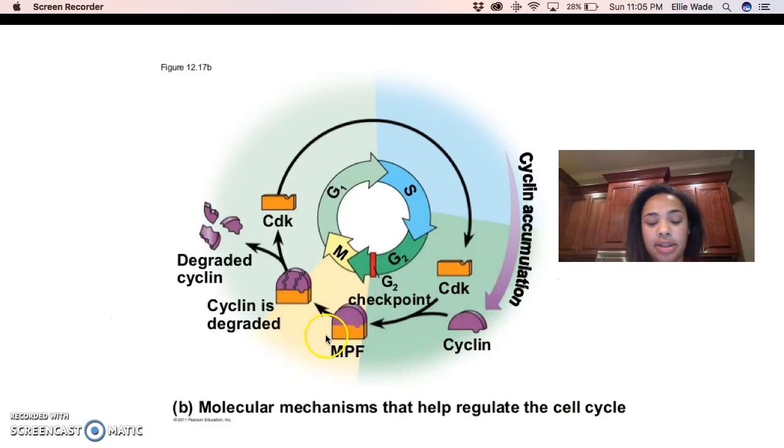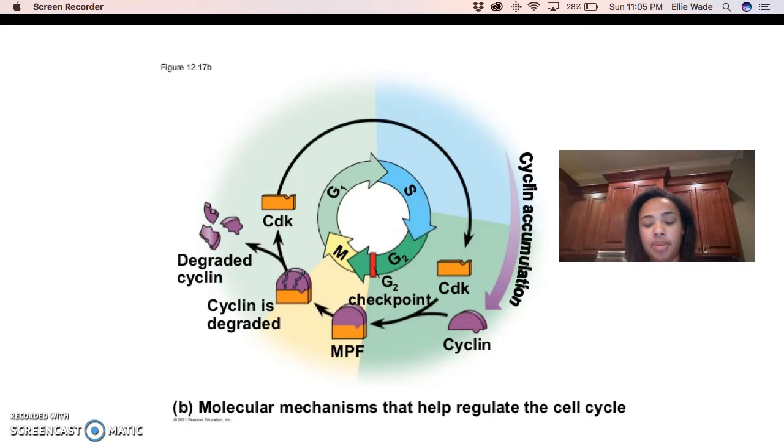And so now we're going to discuss a specific cyclin-CDK complex. This one's called MPF, which is short for maturation promoting factor. But an easier way to think of it is the M phase promoting factor, because MPF triggers the cell's passage from the G2 phase into the M phase. And so without it, the cell cannot pass this G2 checkpoint to go into the M phase.